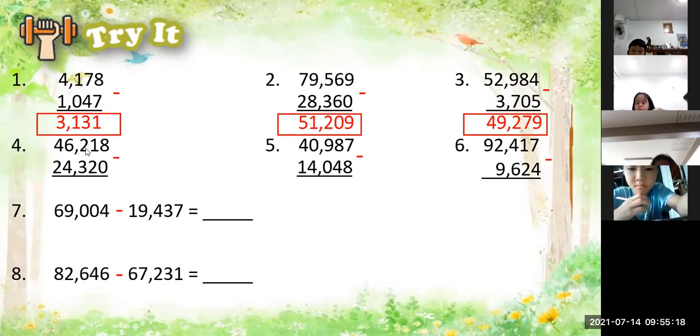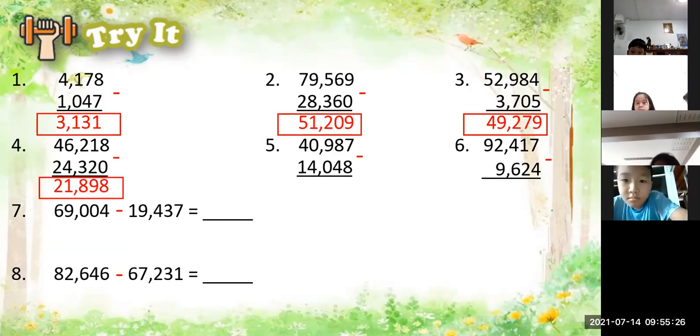This one we cannot subtract 3 from number 2. 21,000. Is it correct or wrong? Yes or no? 21,898. Okay. Thank you. Number 5.